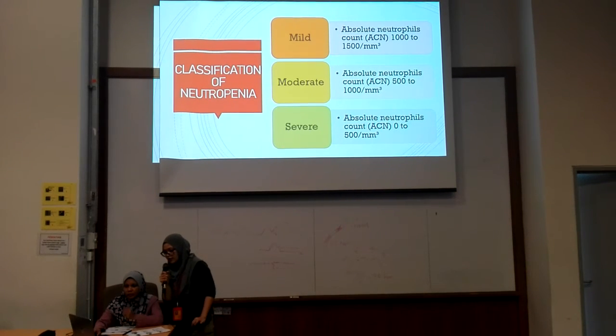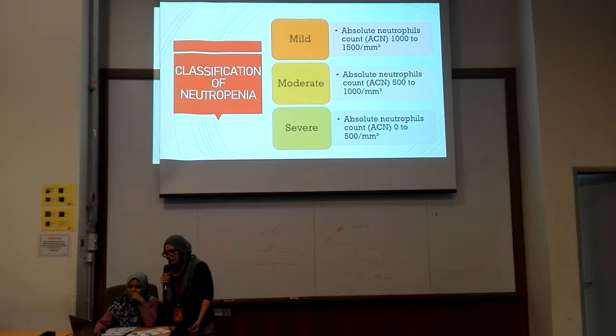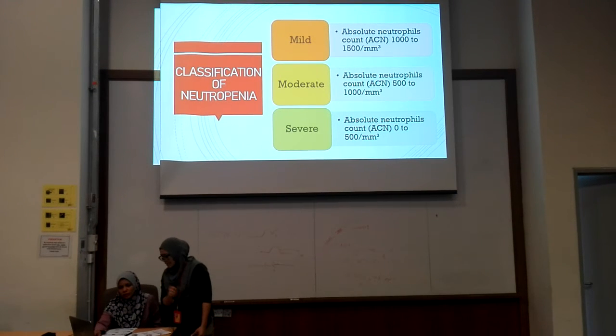Classification of neutropenia. Got 3 classification: mild neutropenia, moderate, and severe. Mild can be defined by absolute neutrophil count ANC 1,000 to 1,500. Moderate ANC 500 to 1,000 per milliliter. Severe neutropenia ANC count 0 to 500.